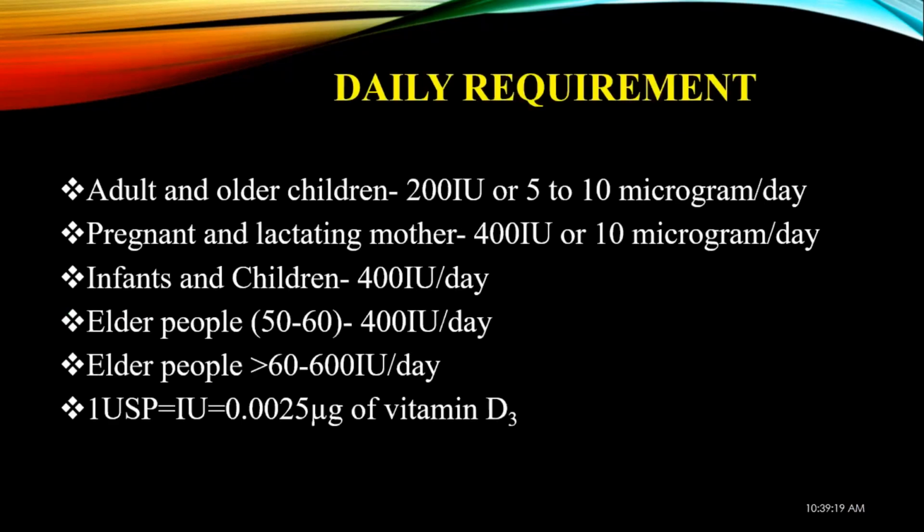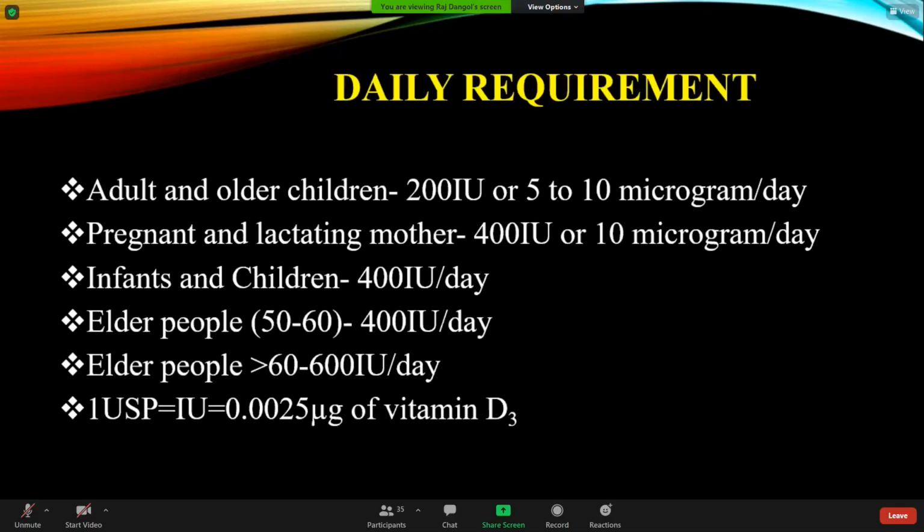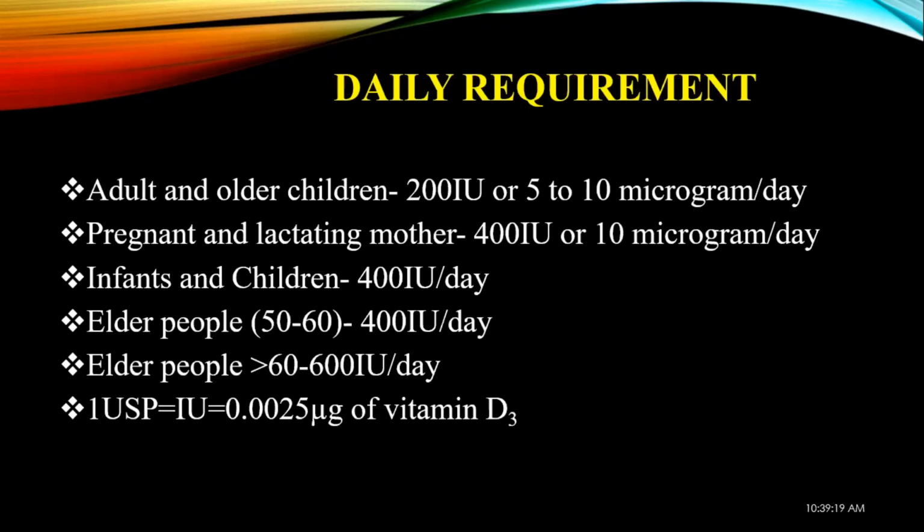So, daily requirements. Adults and older children need 200 international units, or 5 to 10 micrograms per day. Pregnant and lactating mothers need double the normal, that is 400 international units or 10 micrograms per day. Infants and children in a growing age also need 400 international units per day. And for elder people, the requirement is also 400 international units per day. For elderly people more than 60, it is 600 international units per day.